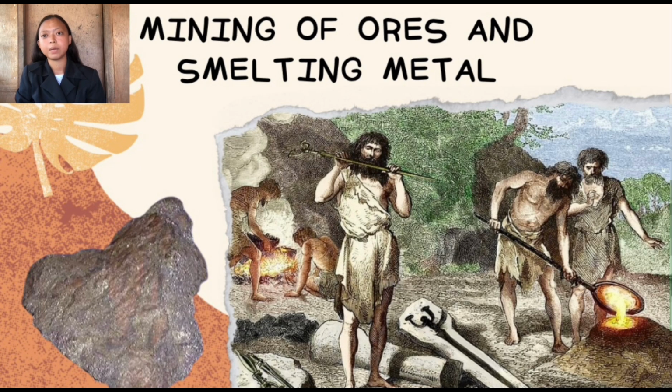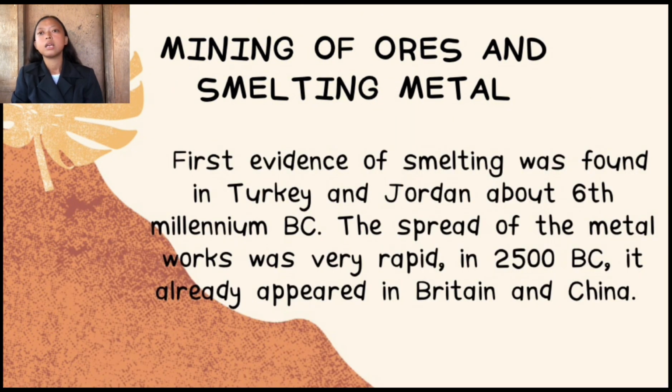Another important development in human history is the emergence of Neolithic cultures, the mining of ores, and smelting of metals during the 8th millennium BC. But the first evidence of smelting was found in Turkey and Jordan during the 6th millennium BC. The spread of metal works was very rapid. In 2500 BC, it already appeared in Britain and in China.